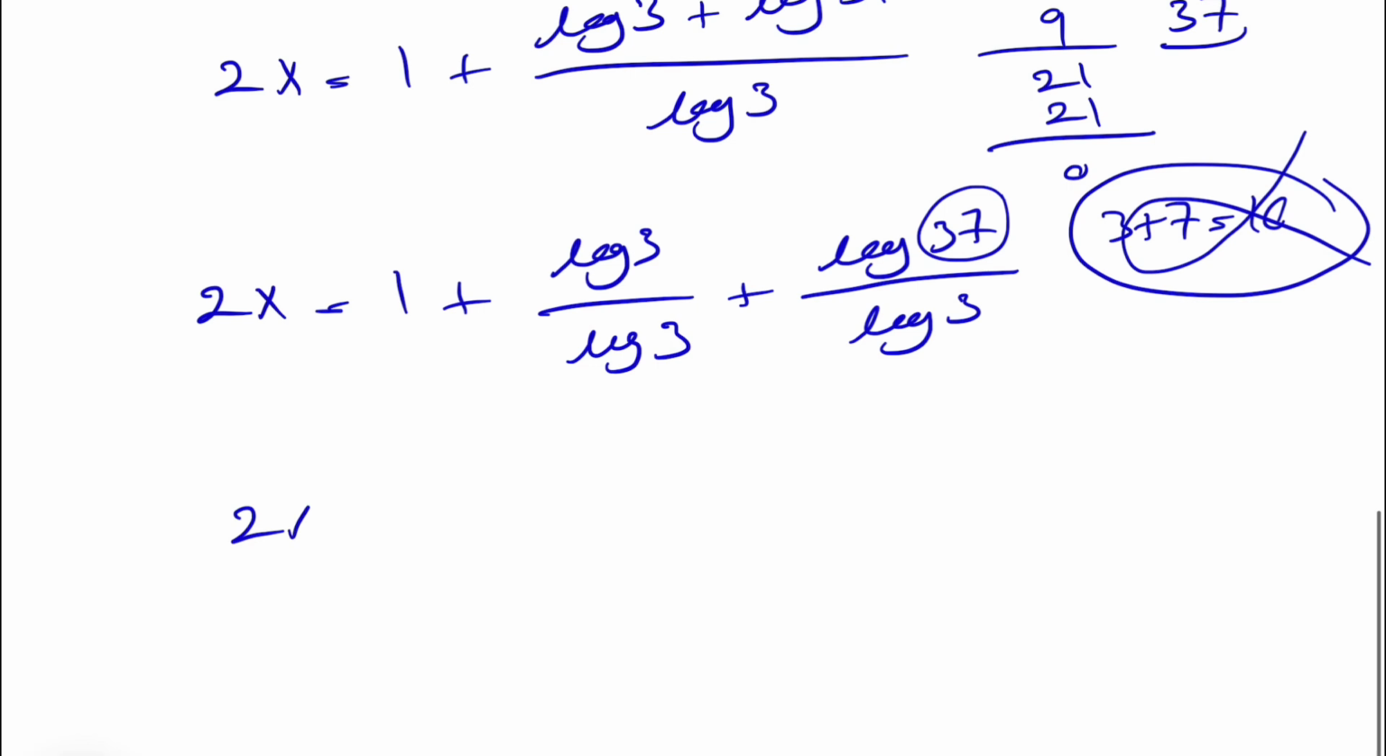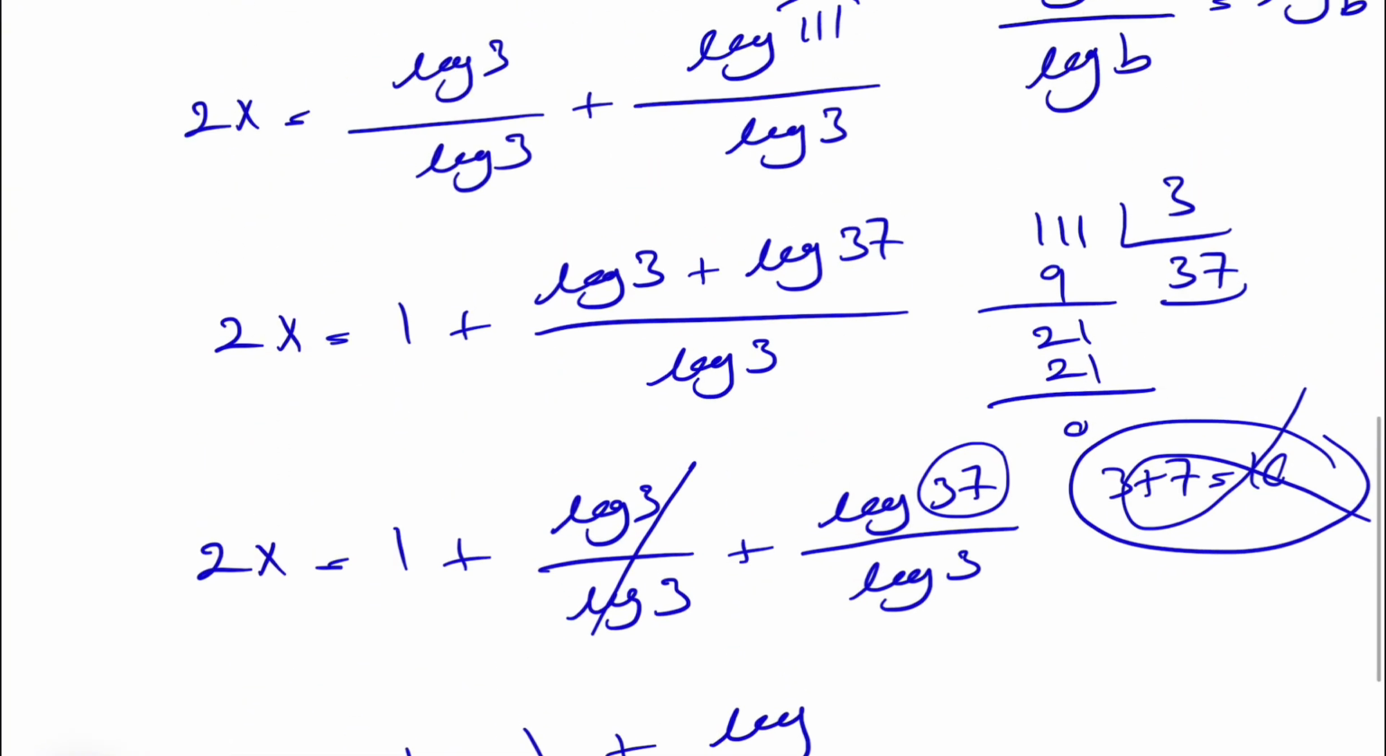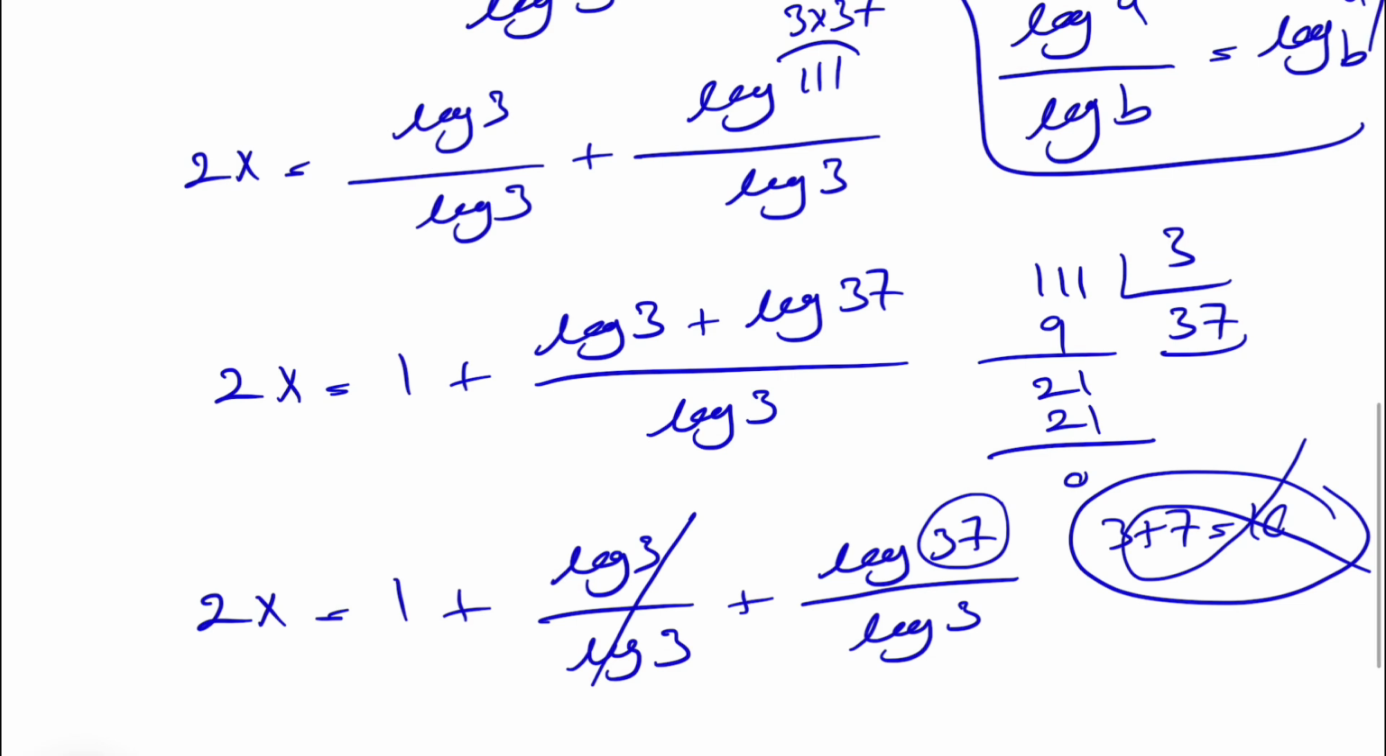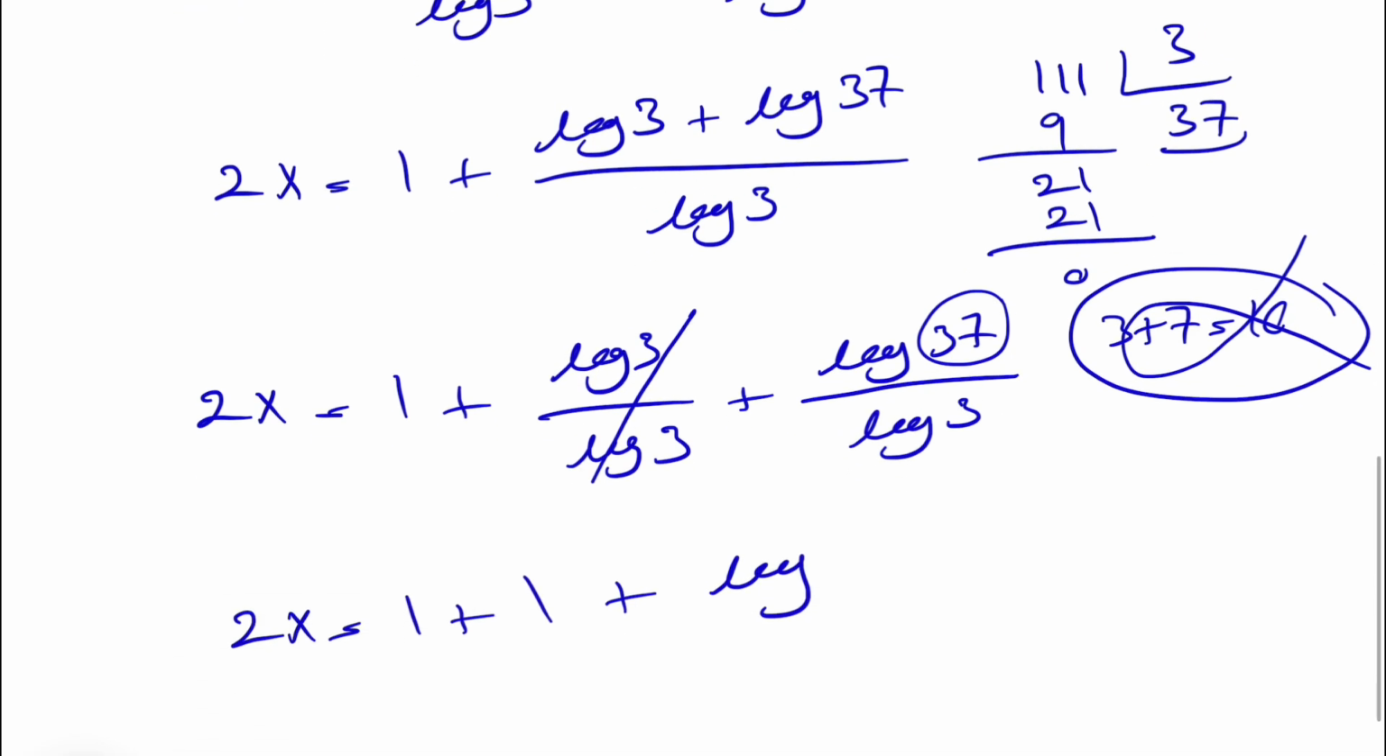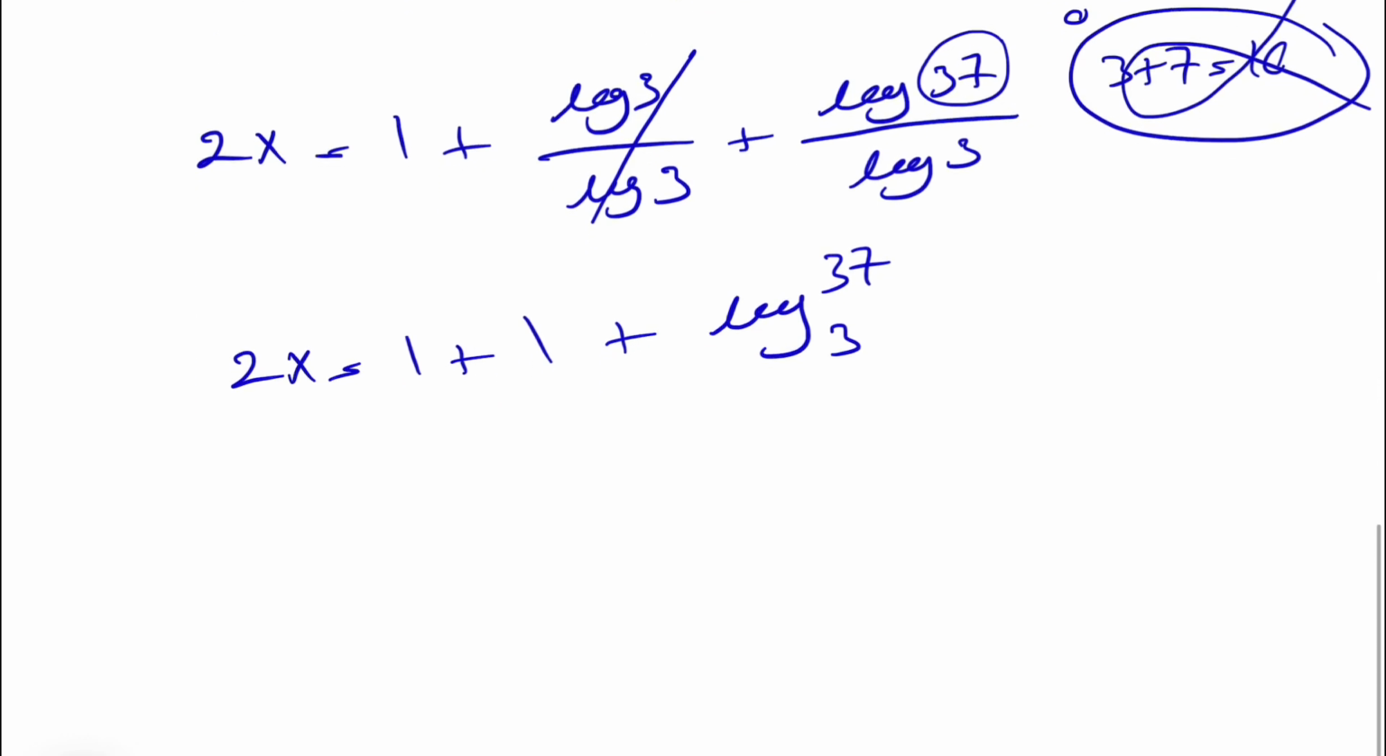So basically our 2x will be 1 plus, this will be 1, so 2 plus log of 37 over log of 3. We're going to use what we covered in here. So basically it will be log base 3 of 37, and this will be 2.